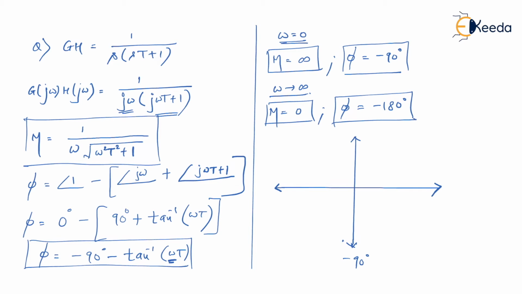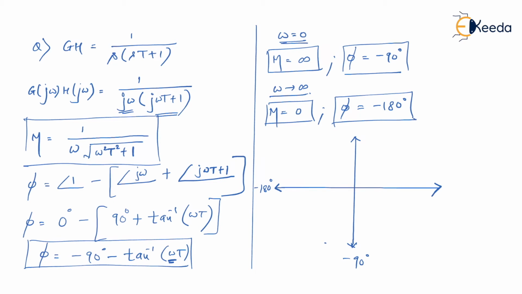Next, you have to substitute magnitude equal to 0 at minus 180 degree. Now where is minus 180 degree? It's somewhere over here, right? Now from this infinity, you have to travel to minus 180 degree. From this minus 90 degree, you have to travel to minus 180 degree.